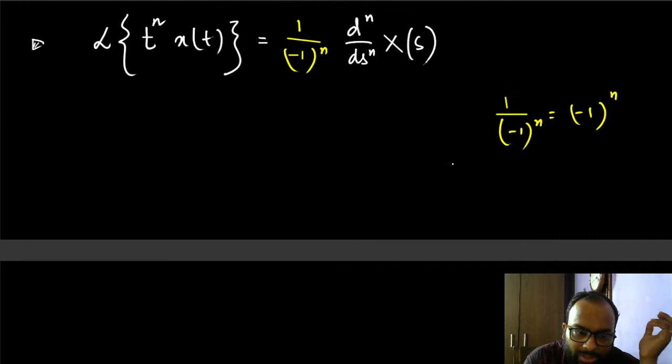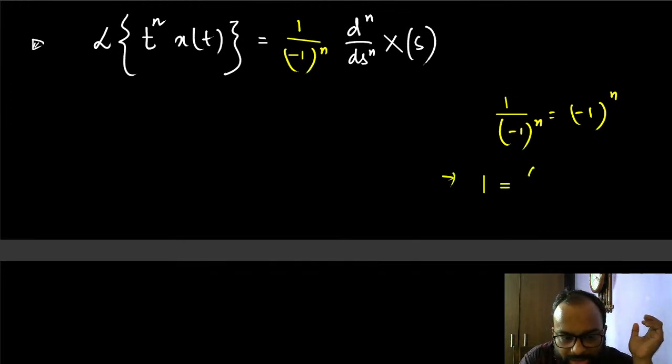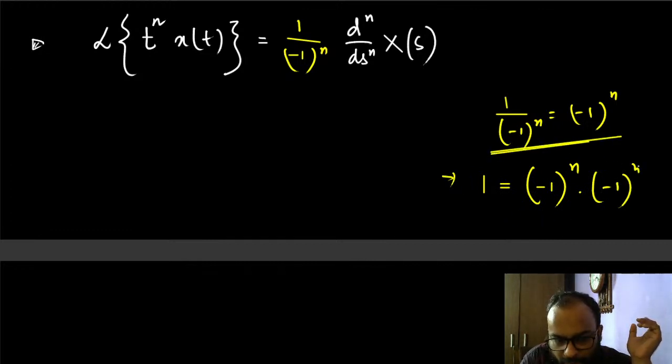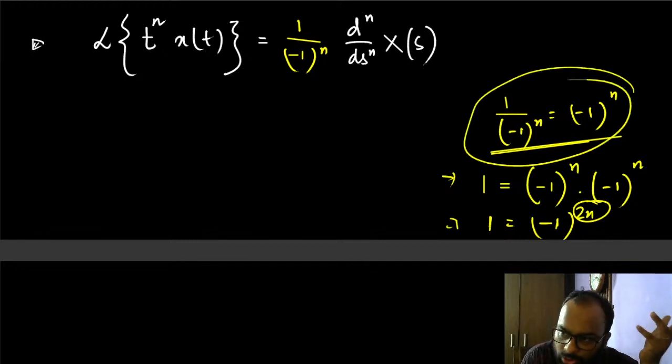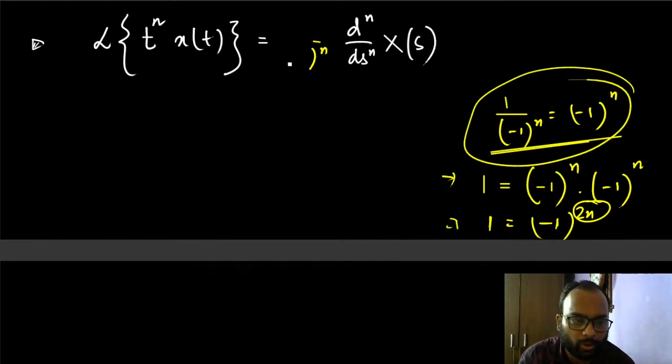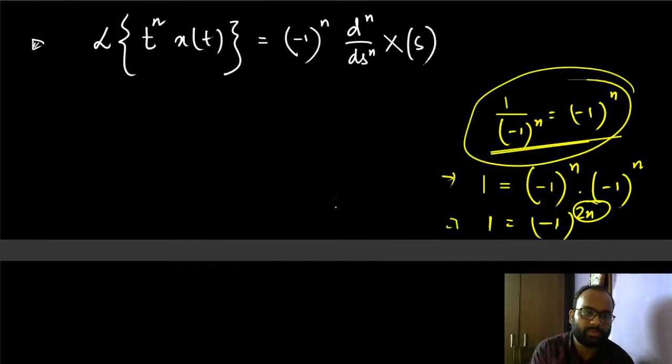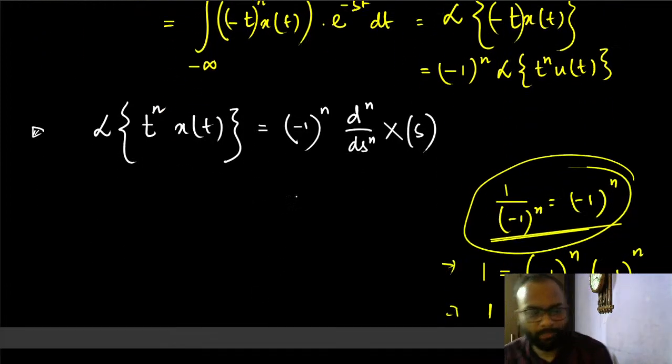Why is it so? Because you can very easily verify that for yourself, because this is going to be minus 1 whole to the power n times minus 1 whole to the power n. Because if I write this, this has to be true. Okay. And this is in fact true because this is minus 1 whole to the power 2n. Okay. And 2n is always an even number. So minus 1 raised to an even power is always equal to 1. So this is always true. So 1 by minus 1 to the power n is equal to minus 1 to the power n. So we can actually write this. I hope this worked, right?